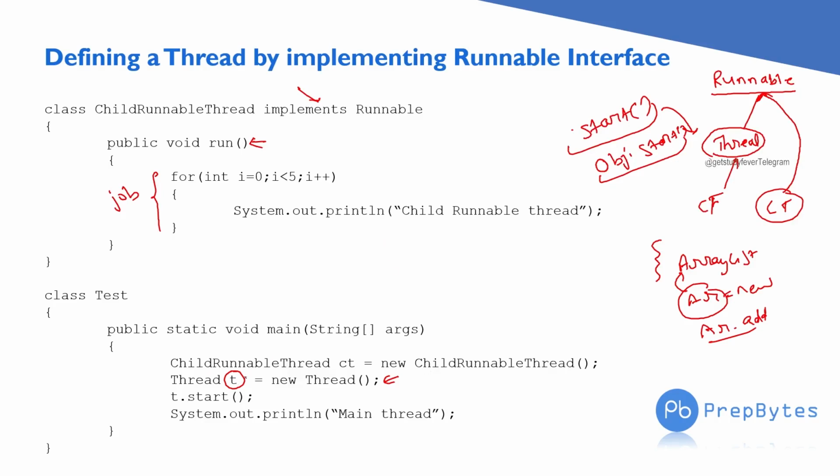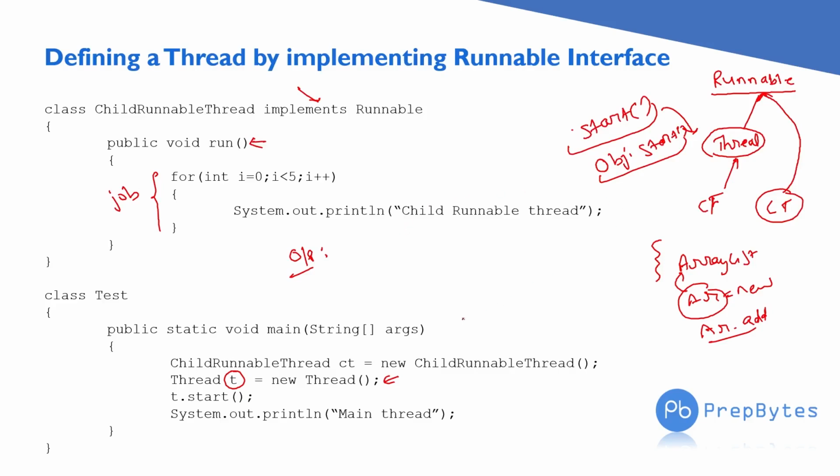Okay, now tell me what will be the output of this program. Just think hard and tell me what will be the output. Will the child runnable thread be printed 5 times and the main thread printed 1 time, or the main thread will be printed once and the child runnable thread won't be printed at all? What will be the output of this?